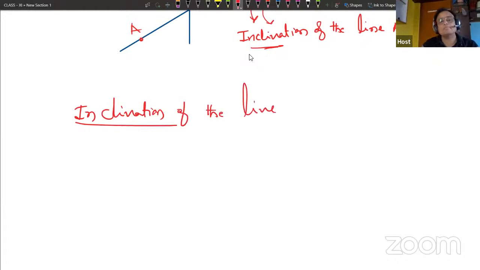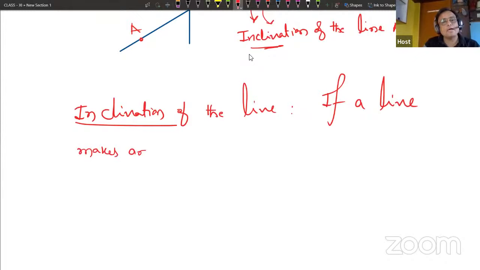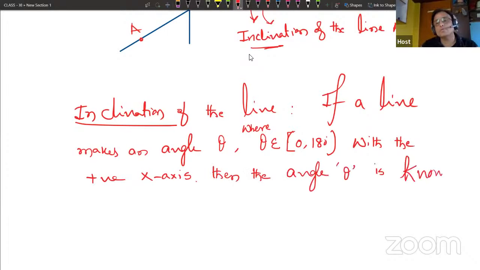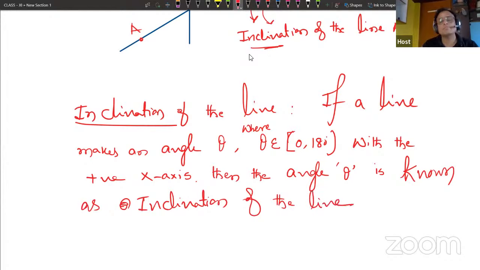Inclination of the line, definition you can write. If a line makes an angle theta with the positive x-axis, where theta belongs to 0 to 180 degrees, then the angle theta is known as the inclination of the line.